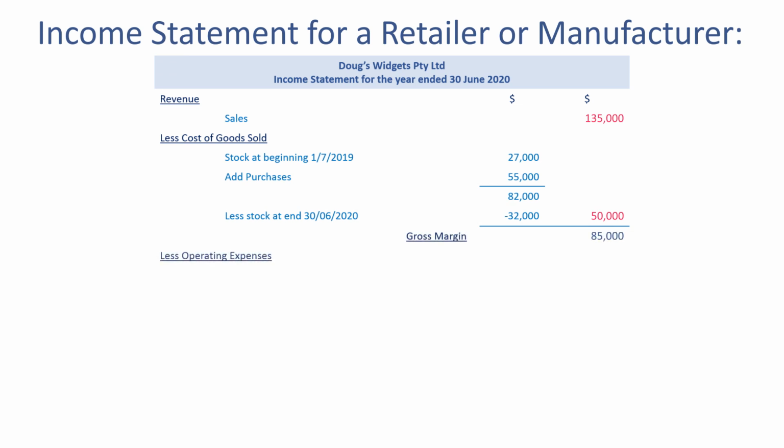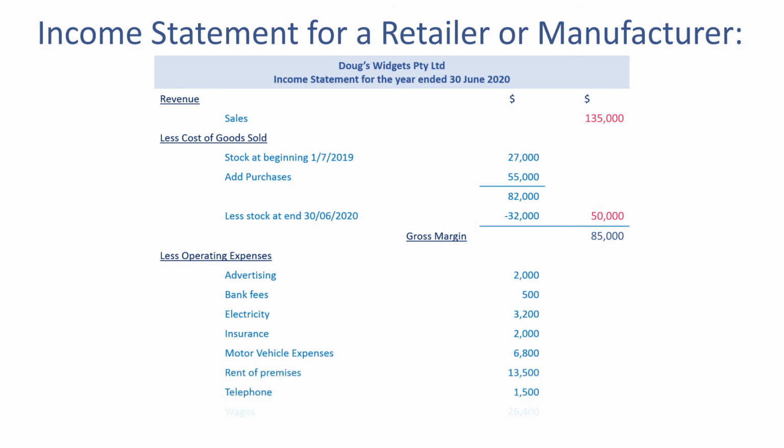Operating expenses then need to be subtracted. The operating expenses in this case are advertising, bank fees, electricity, insurance, motor vehicle expenses, rent of premises, telephone, wages. This results in total expenses of $55,900. Net profit can then be obtained by deducting total operating expenses from the gross margin. This will result in a net profit of $29,100.